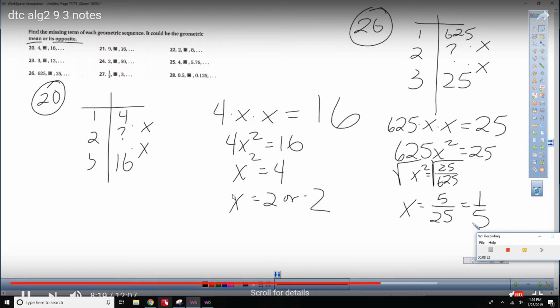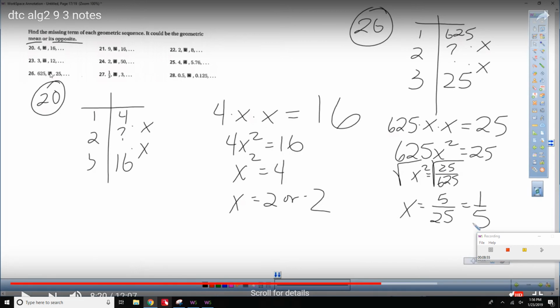Let me show you that again. I didn't write the answer down. This term is 125. The r is a fifth. 625 times a fifth is 25. Okay? Moving on. Speed it up, buddy. Remember, it could be positive or negative 125.